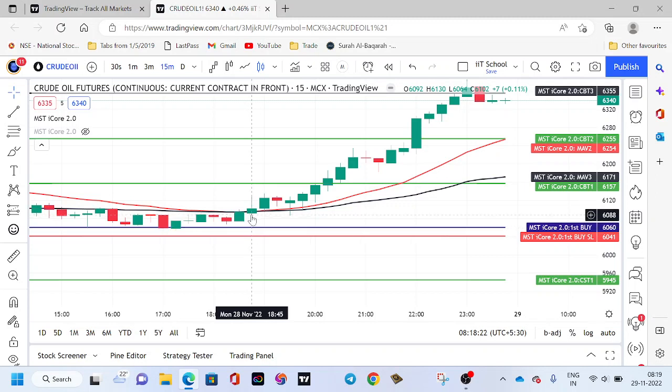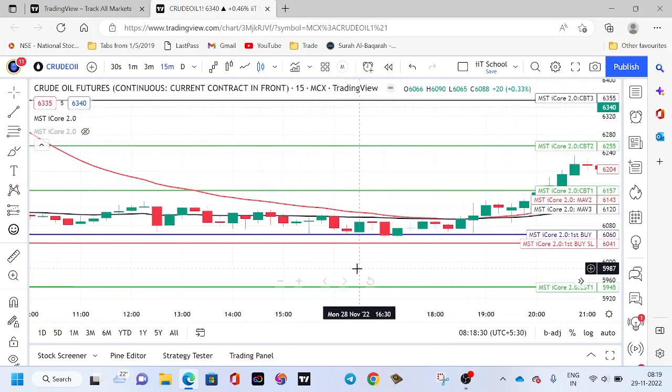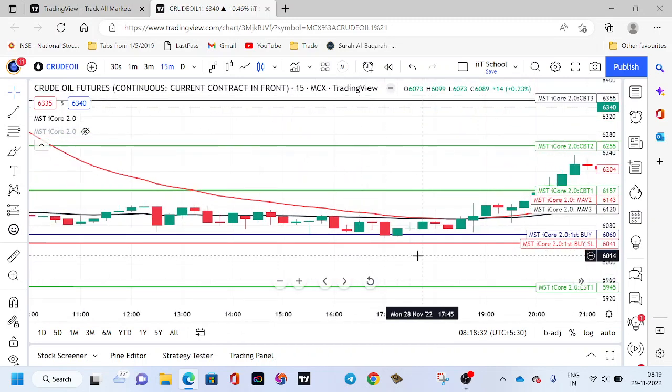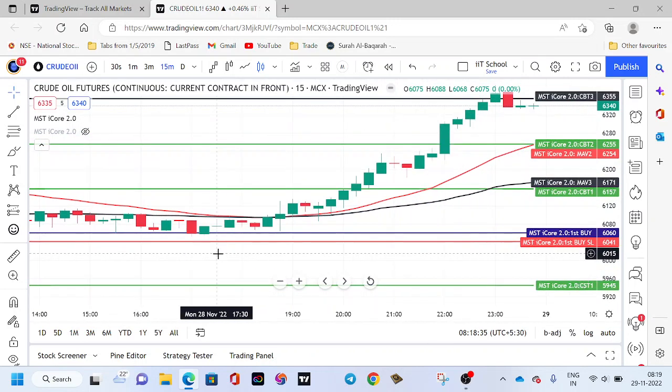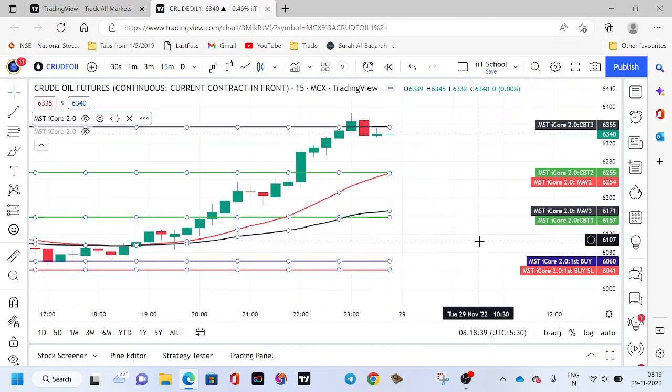Around 6130 only, we are getting the buy entry as per the trend. But our software has shown you before the trend has changed. That is the exact low we have got. So unless it closes below these two lines, you can be in a buy trade.